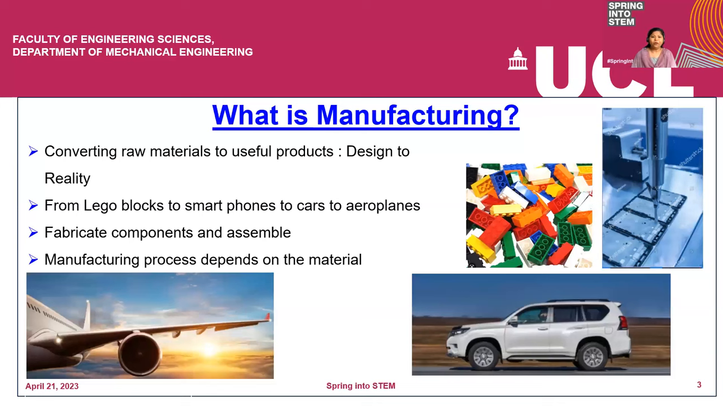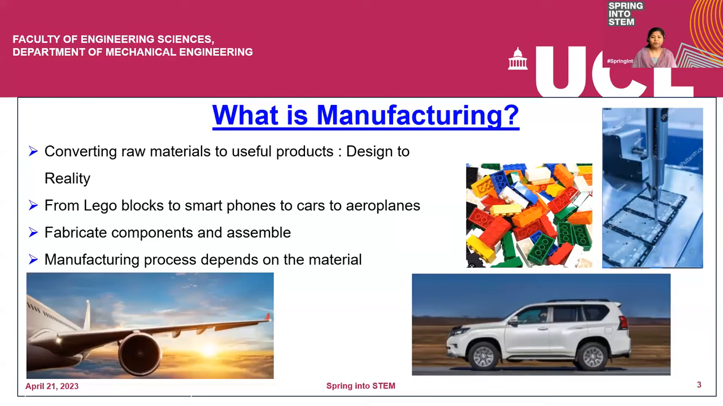So to start with, what is manufacturing? Manufacturing is converting raw material into a useful product. It's basically how you would transform your design or your idea into reality. If you look around you, we basically live in a materialistic world and everything around you is manufactured. It could be Lego blocks or your smartphone, cars or aeroplanes.